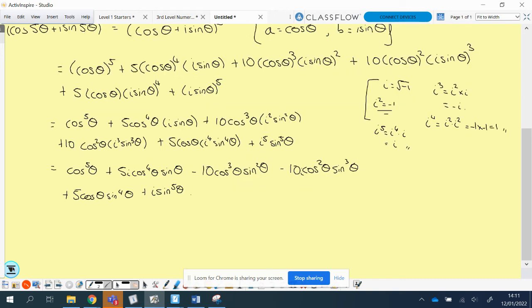Now, the expansion was cos 5 theta plus i sine 5 theta. So cos 5 theta was the real part of this complex number. This bit up here didn't have an i attached to it. Therefore, everything that doesn't have an i, in other words the real part of this, is what cos 5 theta equals. And everything that's got an i attached to it, because the sine 5 theta was attached to an i, that's what sine 5 theta equals. So what we're going to do is equate real and imaginary parts.